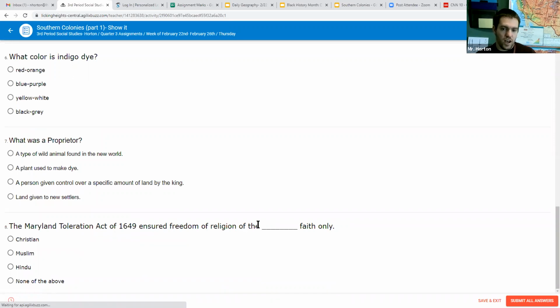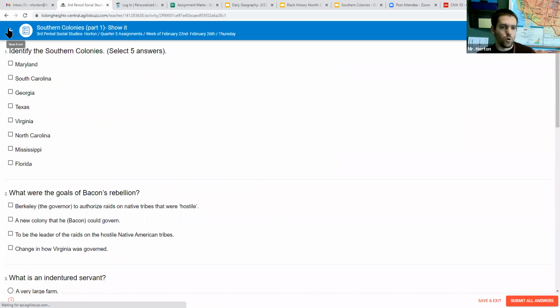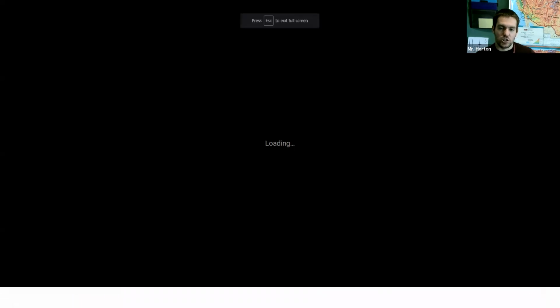Then lastly, number 8, our last question, says the Maryland Toleration Act of 1649 ensured freedom of religion of the blank faith only. So this was the only faith that was able to practice their freedom of religion. What faith was that? We'll cover that in our last slide. These questions will go in order, so you just have to follow along, and I'll let you know when we get to each question. Okay, make sure you have your show it open, and let's open up our presentation.